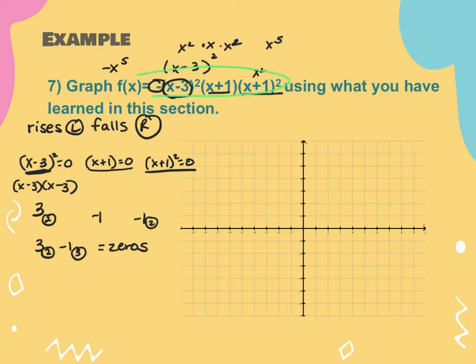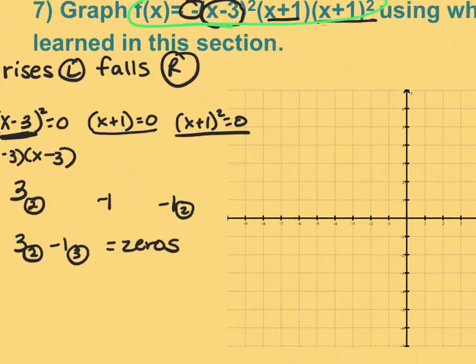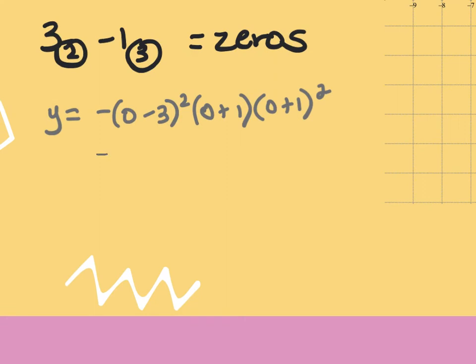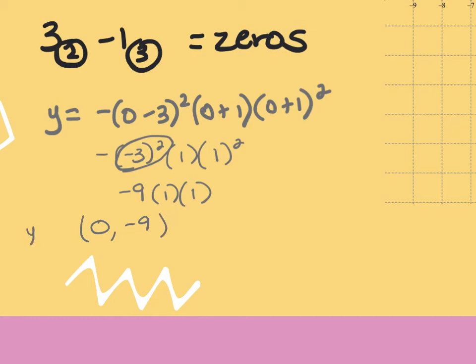Now the y-intercept is not as easy because I don't just cancel everything out. So I would say that y, which is same as f of x, equals negative 0 minus 3 squared times 0 plus 1 times 0 plus 1 squared. So everywhere there's an x, I plugged in the 0. I get negative 0 minus 3, negative 3 squared times 1 squared. Negative 3 squared is 9, but the negative's on the front. So negative 9 times 1 squared, which is 1. Negative 9 times 1 is negative 9. And there's my y-intercept.